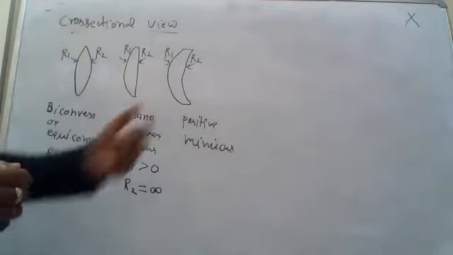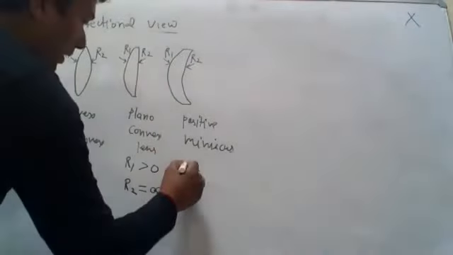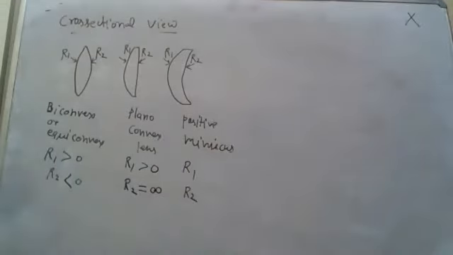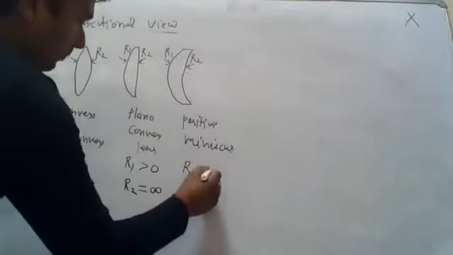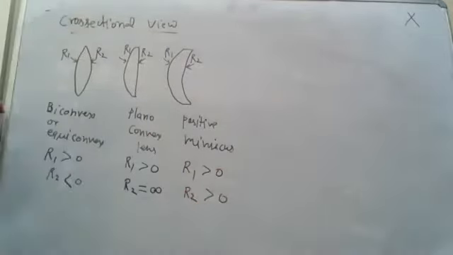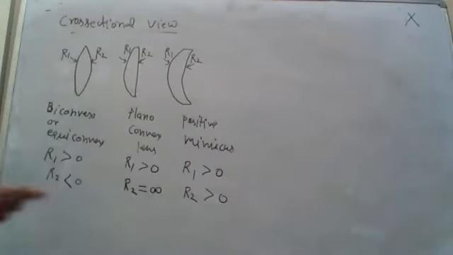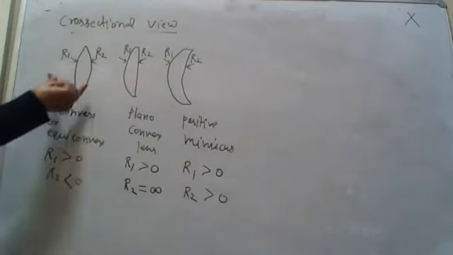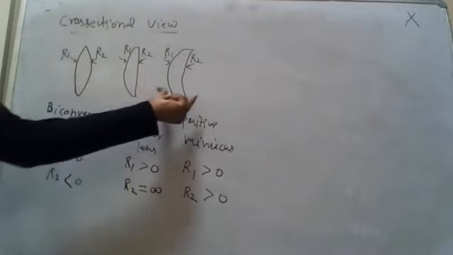Similarly, can you tell about this positive meniscus? What about R1 and R2? So both are positive. In this case, R1 and R2 are both positive. Okay, I will tell the difference later. So this is about the radius of curvature of the different surfaces which form the lenses. This is the biconvex lens, the convex lens, and the positive meniscus.